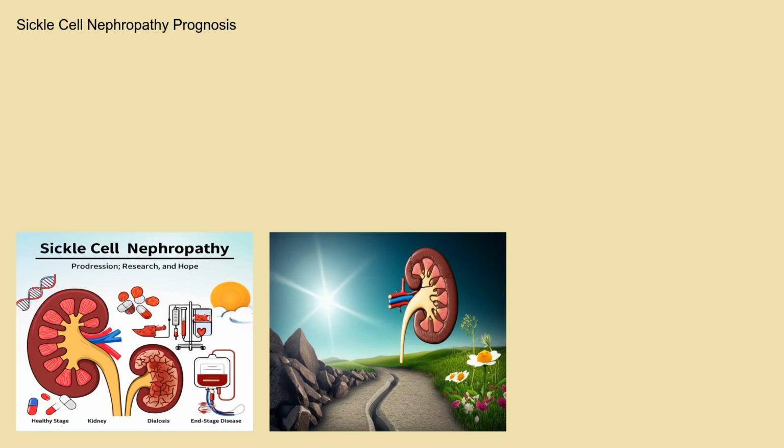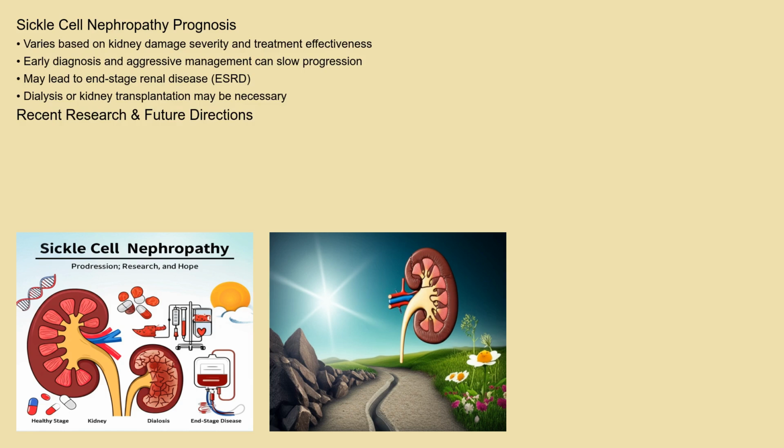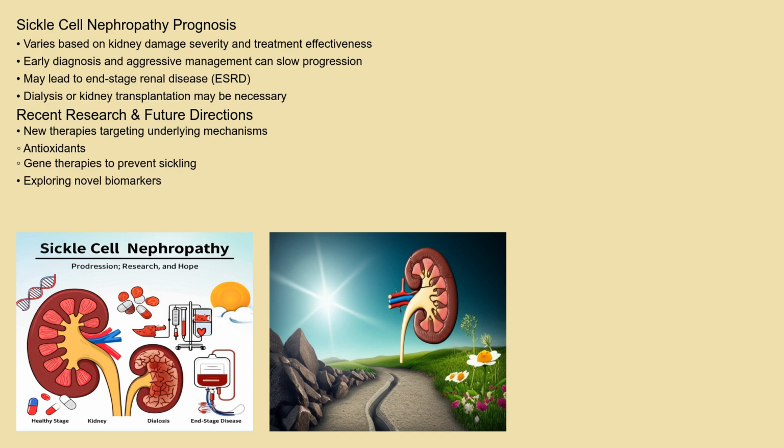The prognosis for sickle cell nephropathy varies depending on the severity of the kidney damage and the effectiveness of treatment. Early diagnosis and aggressive management can slow the progression of the disease and improve outcomes. However, in some cases, sickle cell nephropathy can lead to end-stage renal disease and the need for dialysis or kidney transplantation. Recent research focuses on developing new therapies that target the underlying mechanisms of kidney damage in sickle cell disease, such as antioxidants and gene therapies to prevent sickling.